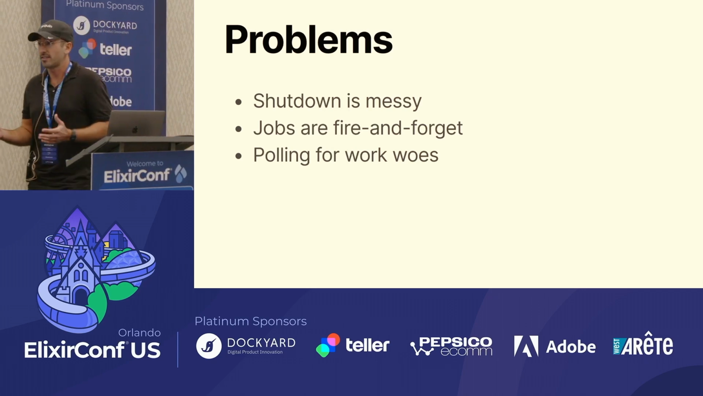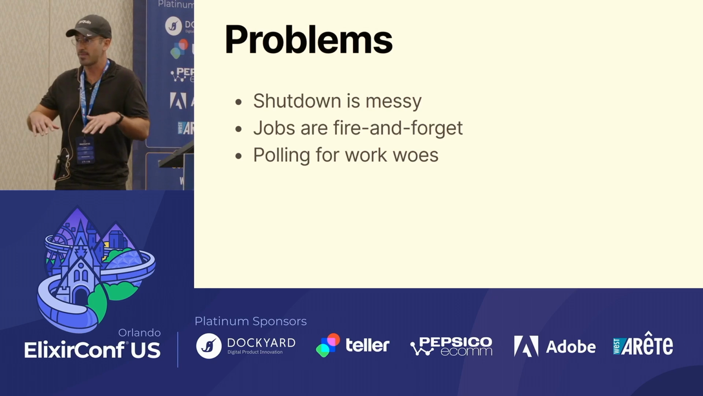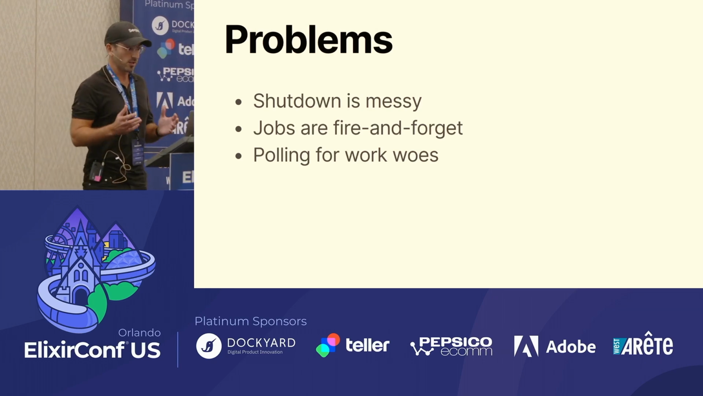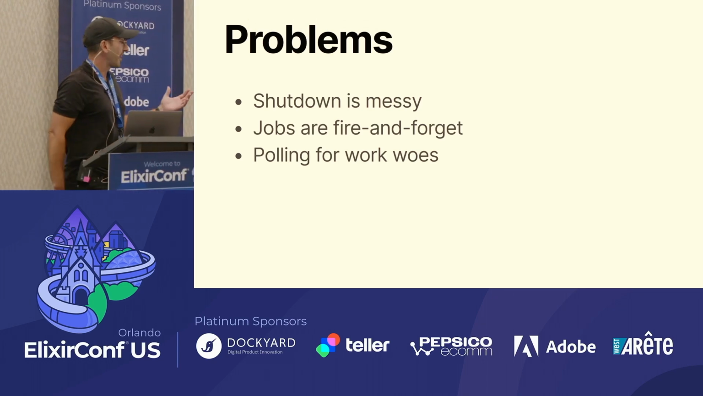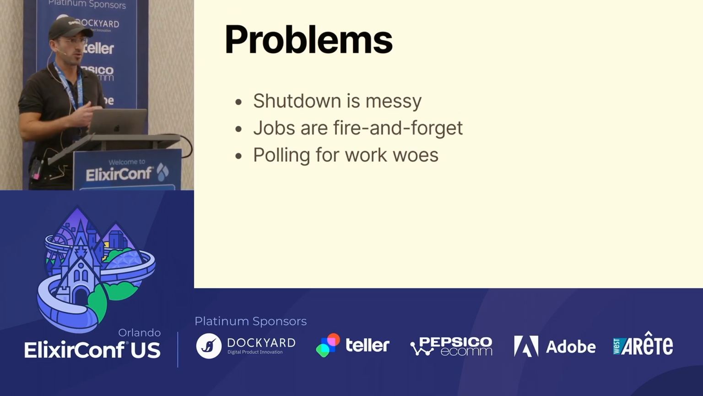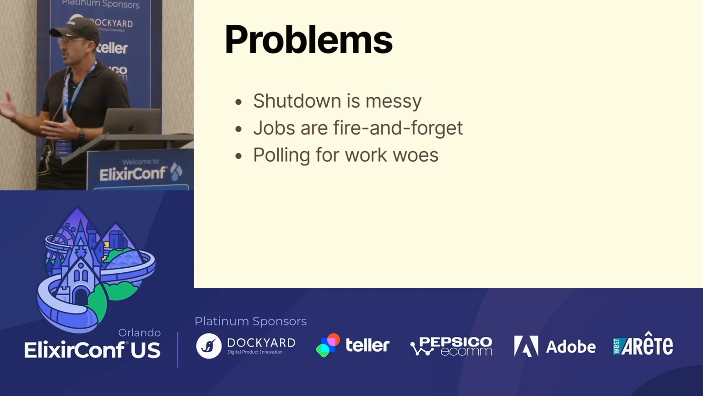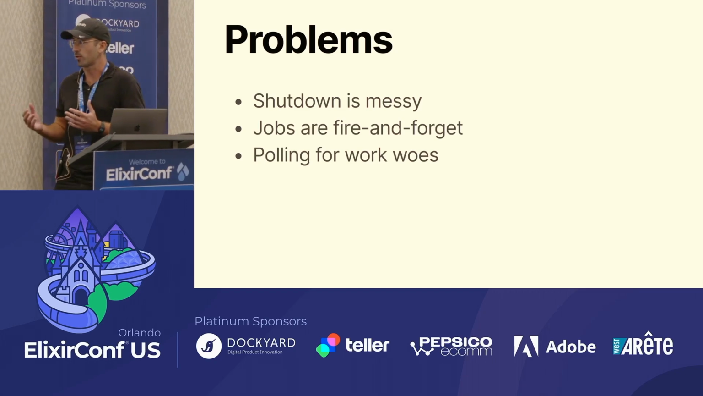So one is that shutdown is pretty messy, right? You kill the pipeline and everything just sort of collapses. There's no grace period. Jobs are fire and forget. So if a worker dies, it can't produce its next successor. And you also have some issues when you're polling for work super frequently.